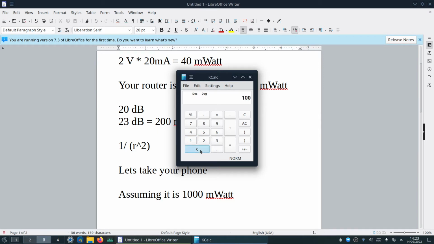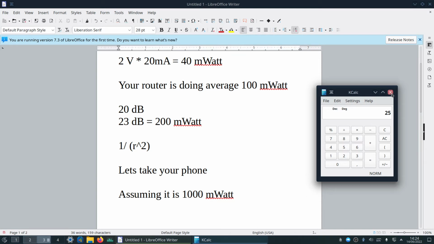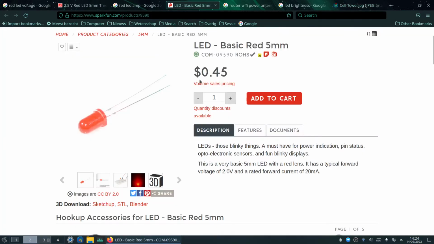Imagine you are phoning, with 1000 milliwatts divided by the wattage of 40 milliwatts. It's 25 times as bright. Your phone, when you are calling from a pretty distant location from the nearest cell phone tower, is 25 times as bright as this LED.